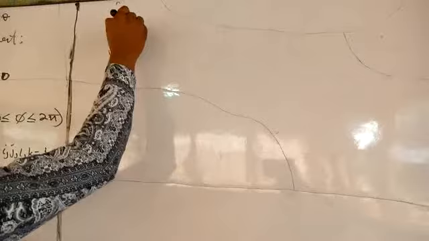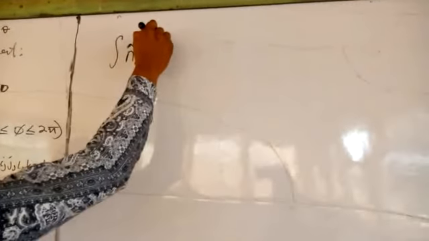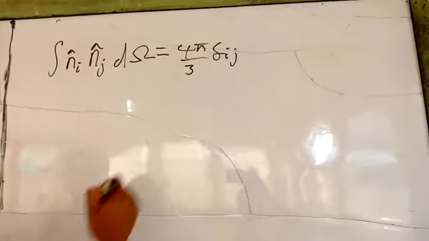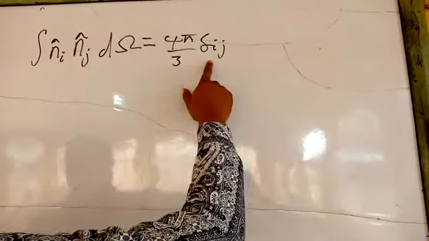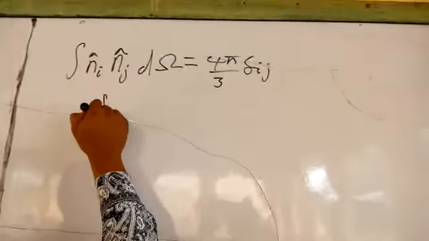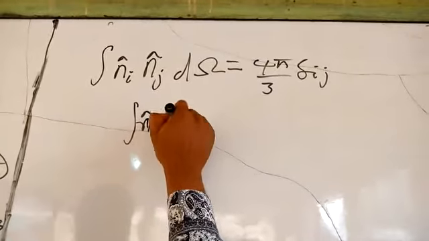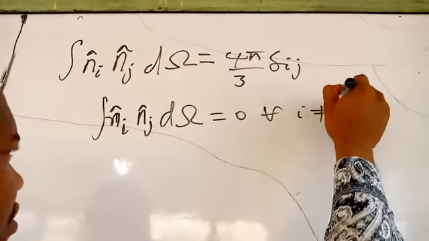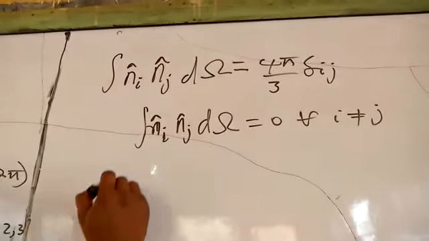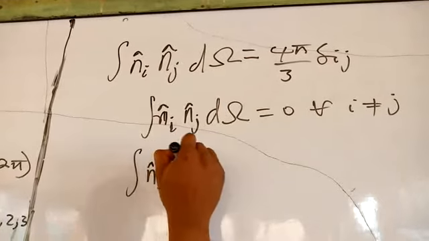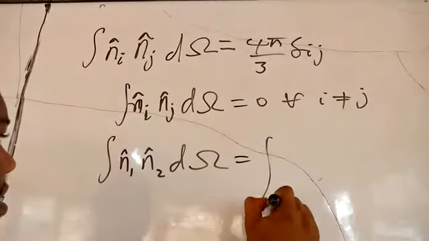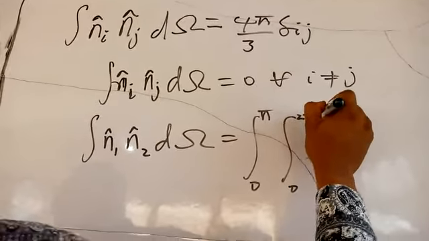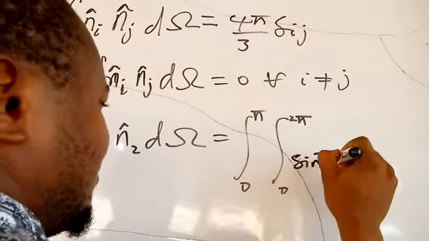So what I've got here is n sub i, n sub j, d omega. We want to show that this is delta ij. Well, in other words, it means when i is not equal to j, we're expecting 0. In other words, n i, n j, d omega is equal to 0 for all i not equal to j. So if that is the case, let me choose a situation whereby I have n1, n2, d omega. This then will be 0 to pi, 0 to 2 pi. I'm choosing n1 here, and that gives me a sine squared theta.